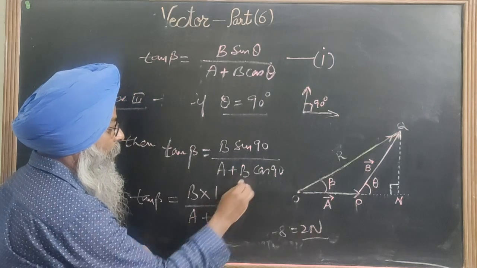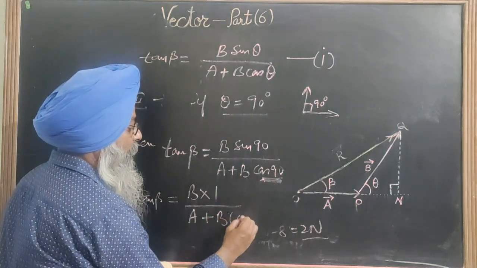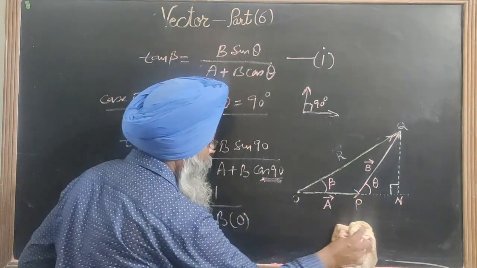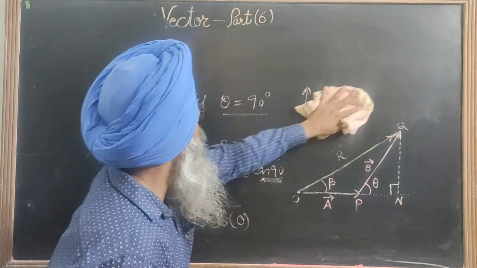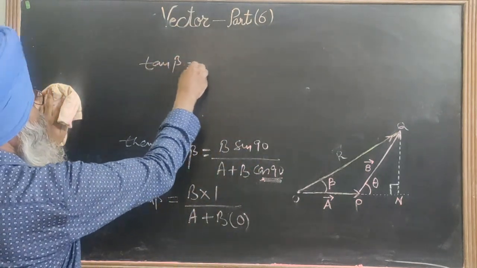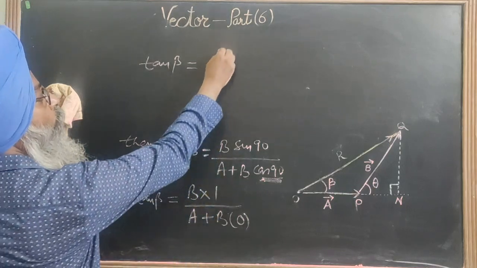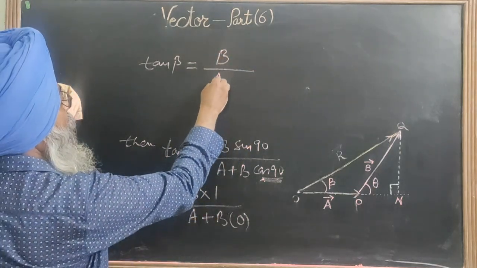Now in A plus B cos 90, what is the value of cos 90? It is equal to 0. What is the value of cos 90? It is equal to 0. And then we will get tan beta is equal to B into 1. It will be equal to B over A.